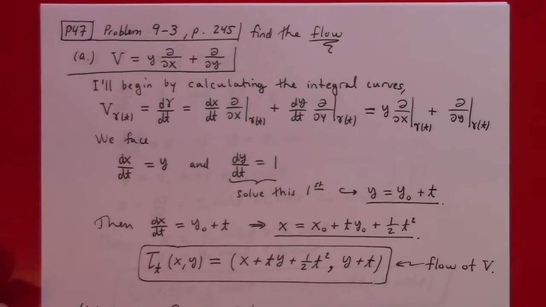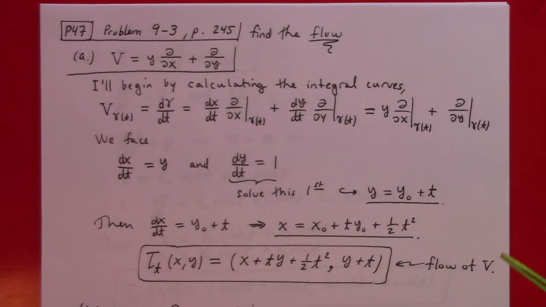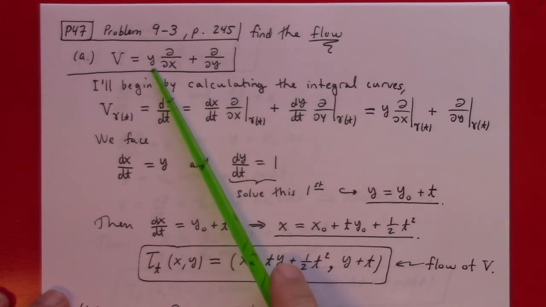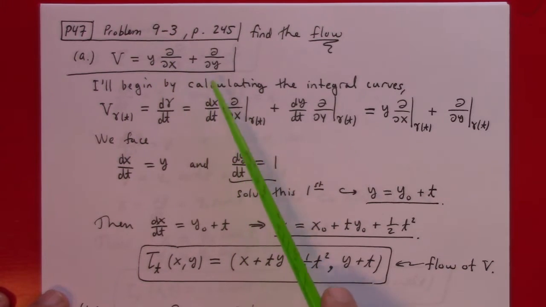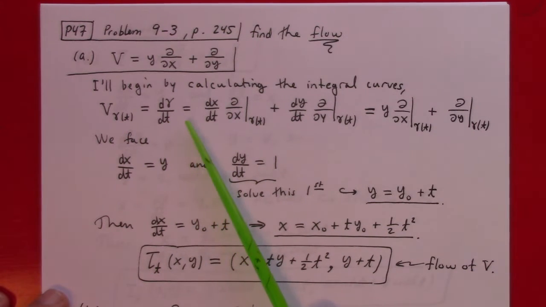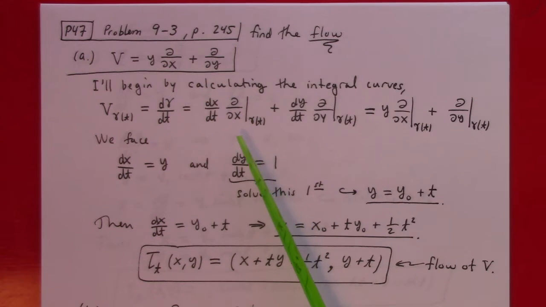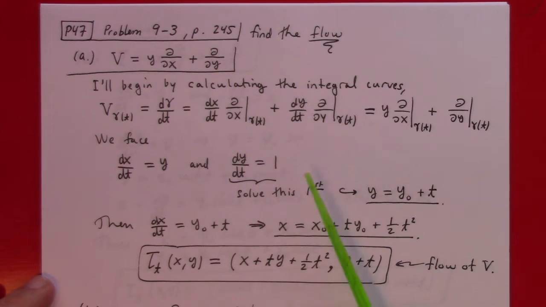So to find the flow, we find the integral curves and then use them to construct the flow. That's what's done. So I find the integral curve through an arbitrary point, basically. And to do that, I make the velocity field of a curve match the given vector field. So v at gamma of t must be equal to d gamma dt, but I'm using x and y for the components of gamma. So for this one, that means I need dx dt to match y, and dy dt to match 1. All right? So that gives me the differential equations dx dt equals y and dy dt equals 1.